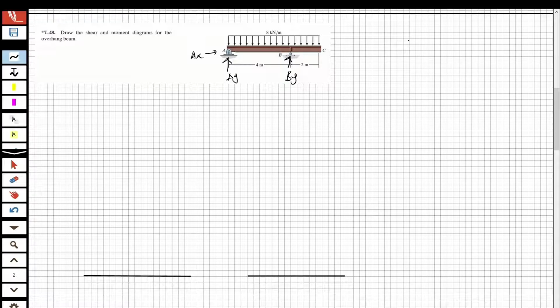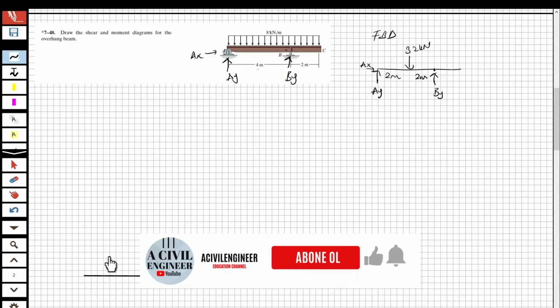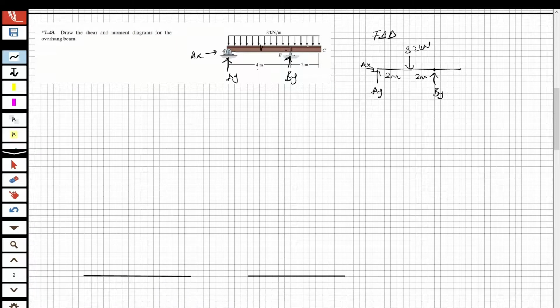So now I'm going to draw the free body diagram of the beam. When I draw the free body diagram of the beam, it's going to be something like this. AX, AY, and for example, this is the point B, so it's going to be BY. And I have a force here, look at here, between A and B, 8 multiplied by 4, it's going to be 32 kilonewton, right? So it's going to be 32 kilonewton, and it's going to be 2 meter and 2 meter, because it's going to act at the midpoint of this beam, okay?